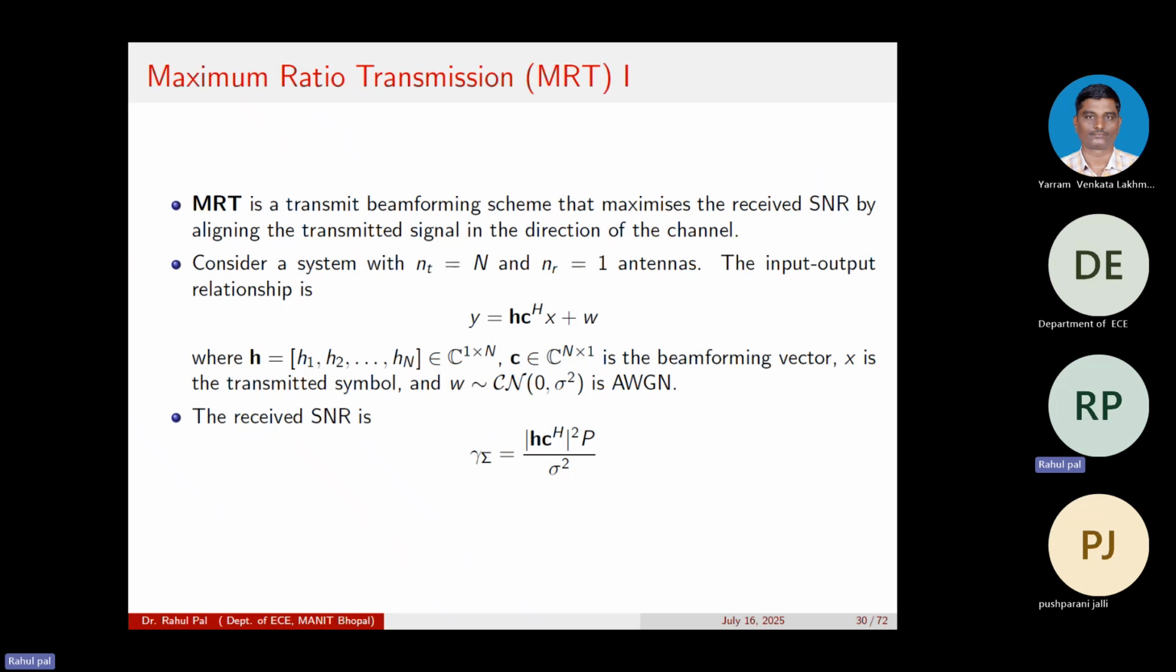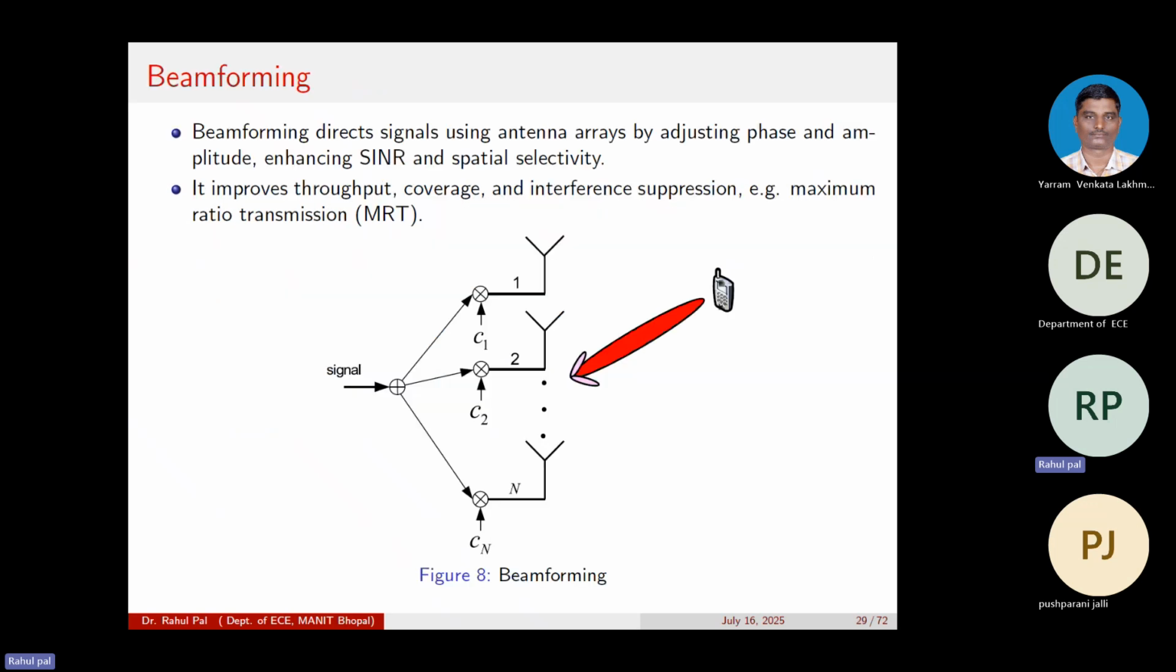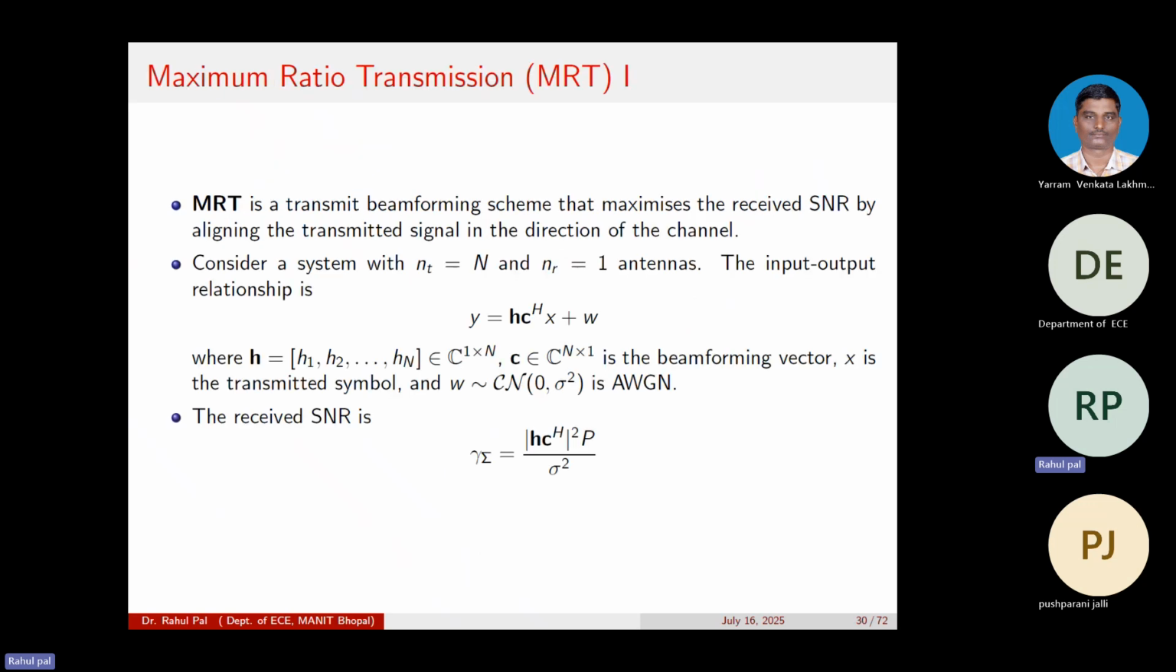So now here is the system model. The transmitted signal is C times X. In the figure, the signal is X and it is multiplied with C1, C2, up to Cn, so we get C1 X, C2 X, C3 X, up to Cn X, because there are n antenna elements at the transmitter. Each antenna element transmits the signal after being multiplied with its weight.